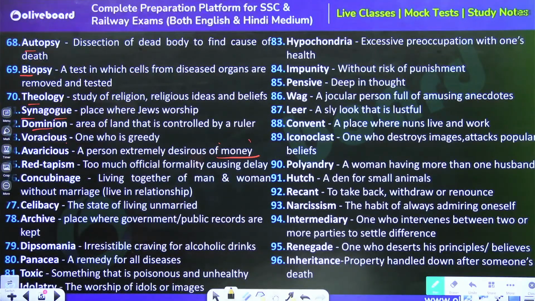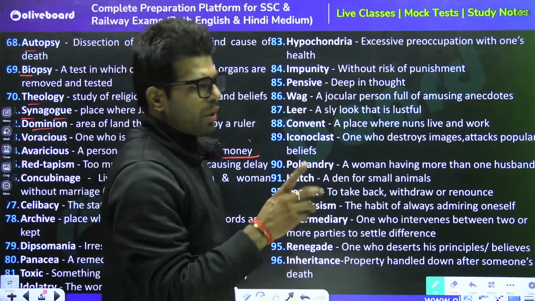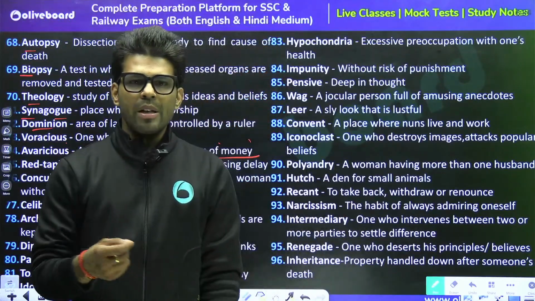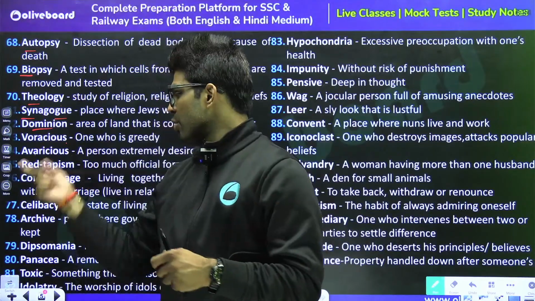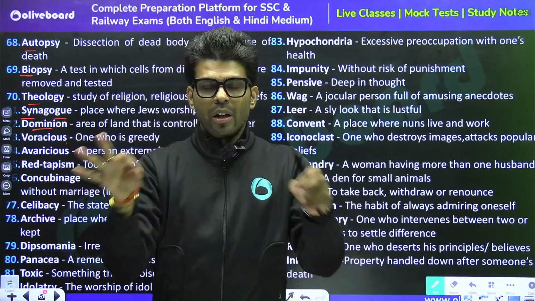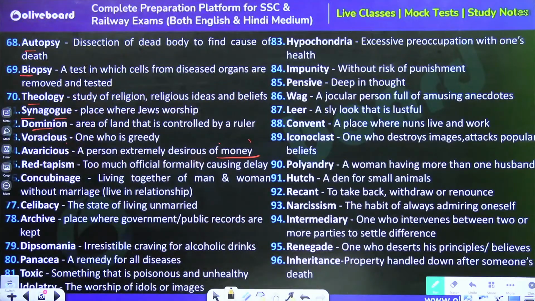Red tapeism. You have gone to a government office, you have seen there, they do this. Okay, come tomorrow. Sir, but I just needed the signature of the person. Come tomorrow, get out. And they throw the file out there, just putting a red tape on the top of that. That is red tapeism, the process. Too much official formality, which causes delay, is supposed to be red tapeism.